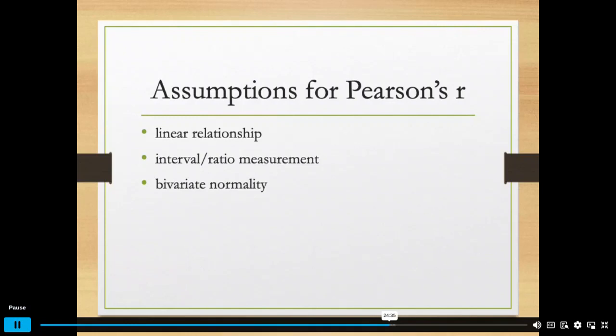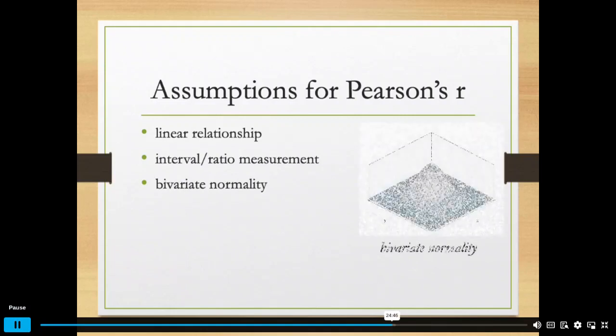In other words, it's not enough that both variables be normally distributed. They must be normally distributed when they're added together. You can envision the assumption of bivariate normality as being a three-dimensional normal distribution, a three-dimensional mound, as opposed to the two-dimensional mound-shaped distribution that we've been looking at in our previous statistics.